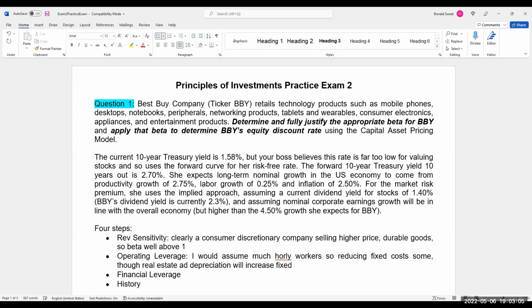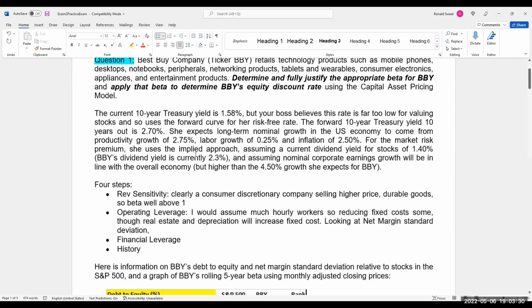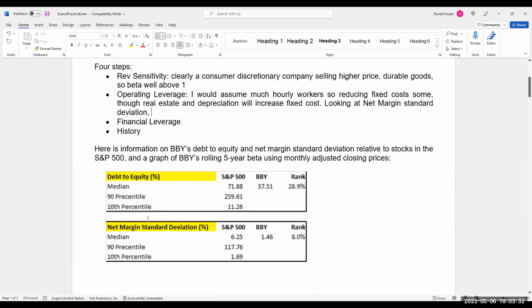I assume, now I don't know for sure, but I assume they own their stores, that they're not leasing, though it's possible. But then looking at the net margin standard deviation, make sure you say margin standard deviation. I had another class with an exam like this, and they said their net margin was high or low. That's not what it is. It's the net margin deviation.